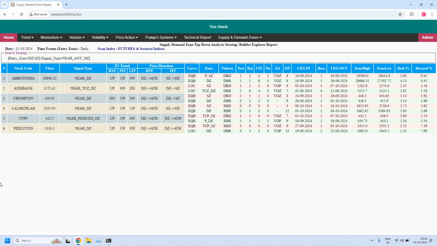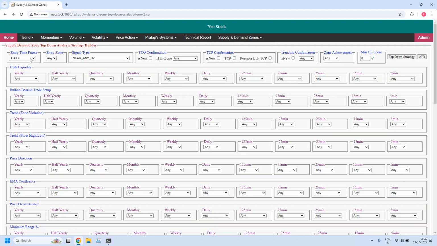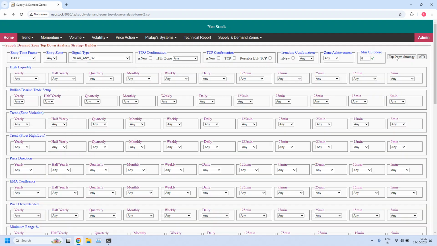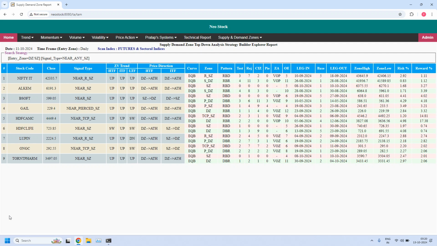Because for our HLQ zone strategy that you learned in lesson 21.3, we have to use only daily and 75 minutes high priority, high liquidity zones. We should not forget that point. Okay, next for daily time frame, let us find the stocks near daily supply zone. 9 stocks are filtered. Let us identify high liquidity zones from this list.